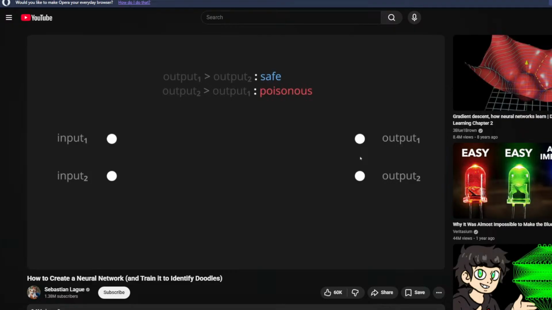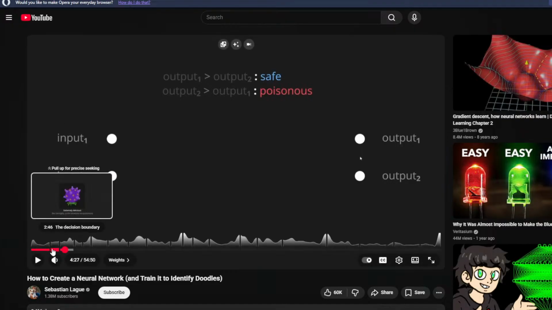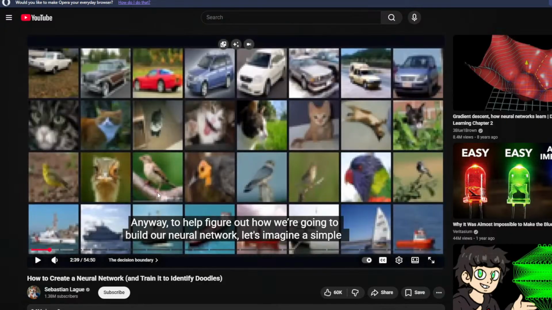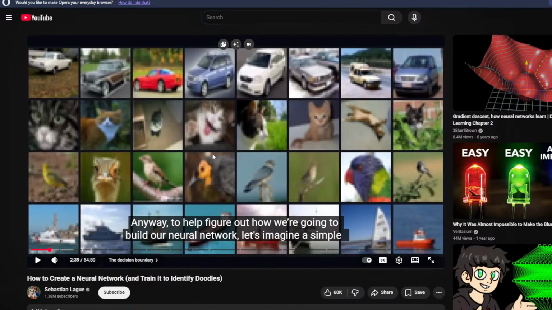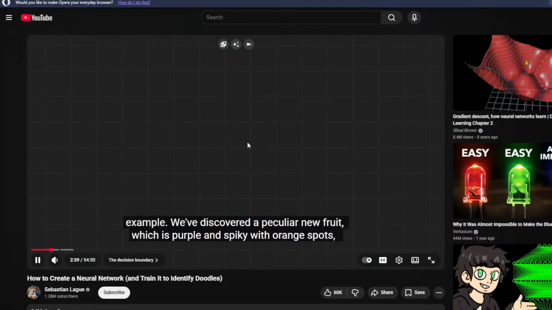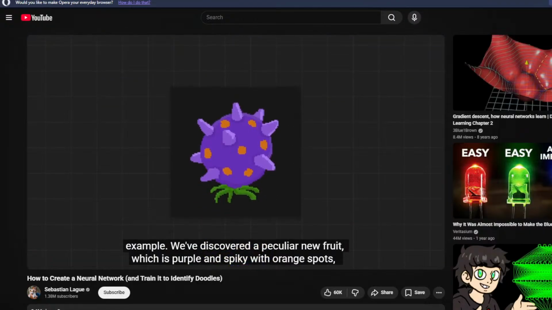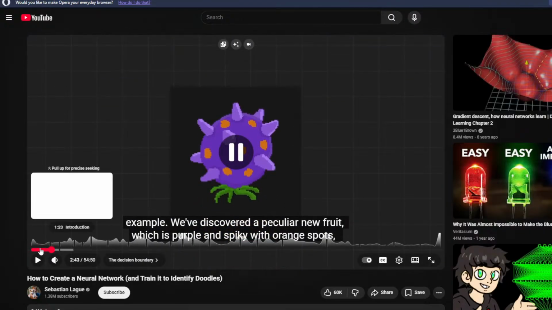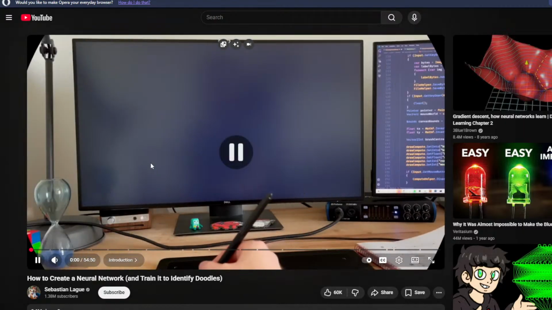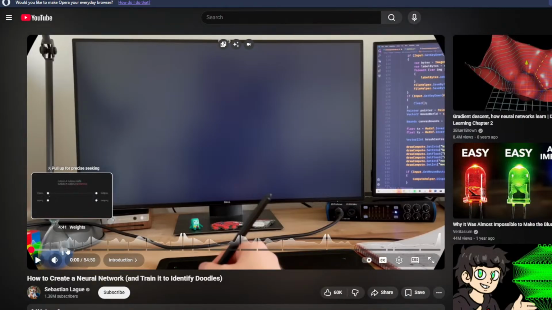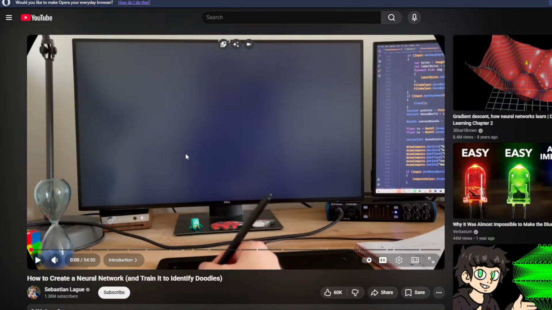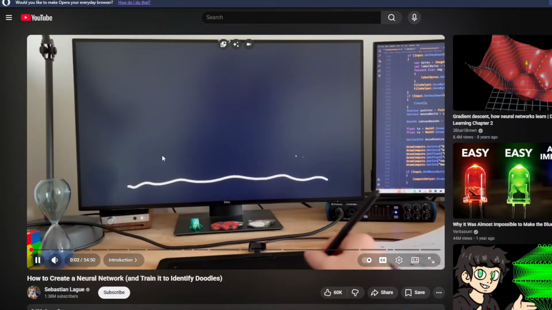Let's go ahead and pause that, and let's pick back up from the decision boundary. That's where we started. We left off around weights, but let's start from the beginning. For example, we've discovered a peculiar new fruit, which is purple and spiky. Actually, let's start from the introduction. So far, what I've seen from this guy, the first 3 or 4 minutes, was amazing, so I have high hopes.